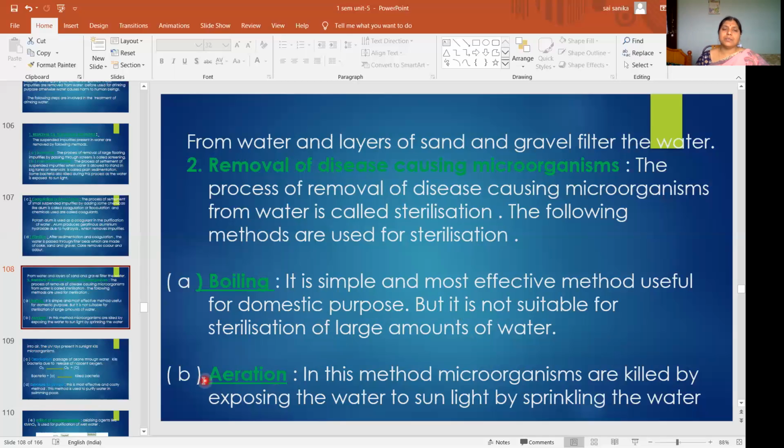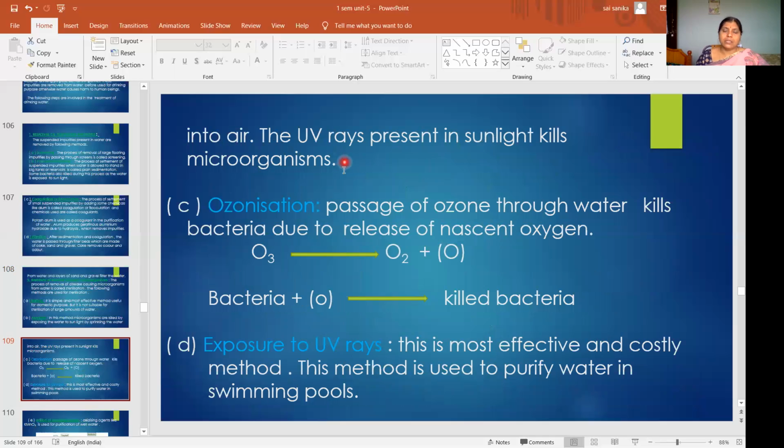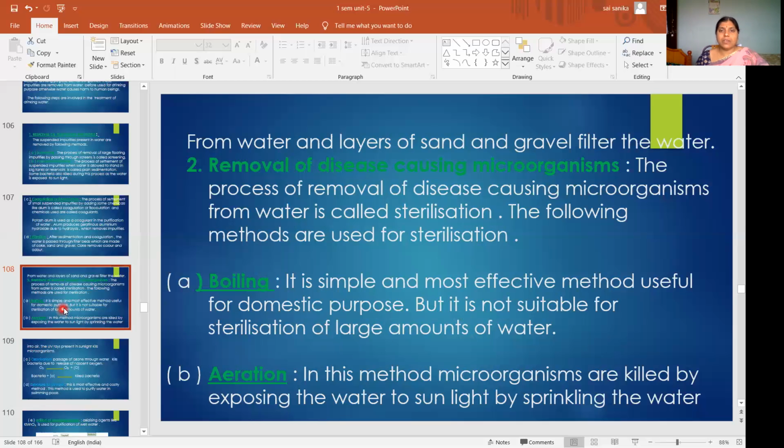Then come to aeration. What is meant by aeration? In this method, microorganisms are killed by exposing the water to sunlight, by sprinkling the water into air. The UV rays present in sunlight kill microorganisms. So how are microorganisms killed? By exposing the water to sunlight.